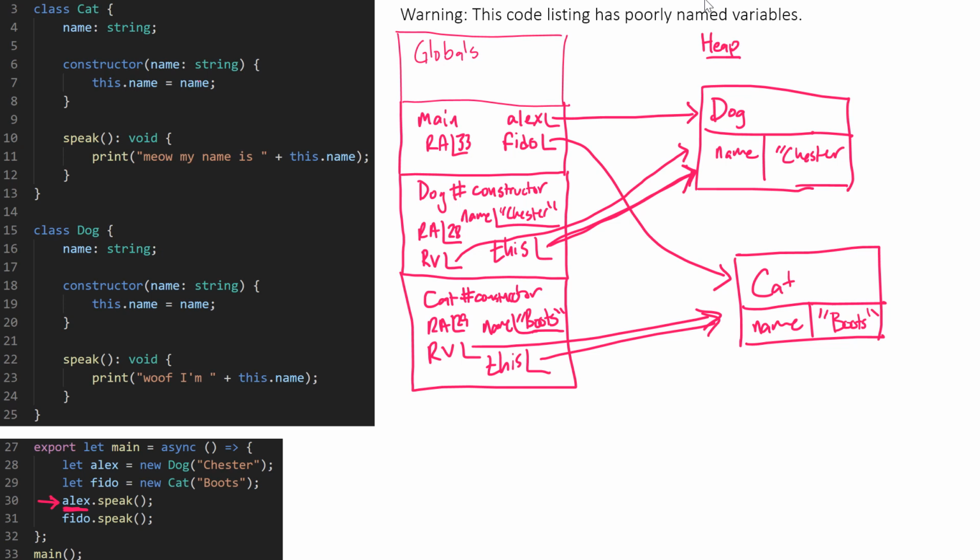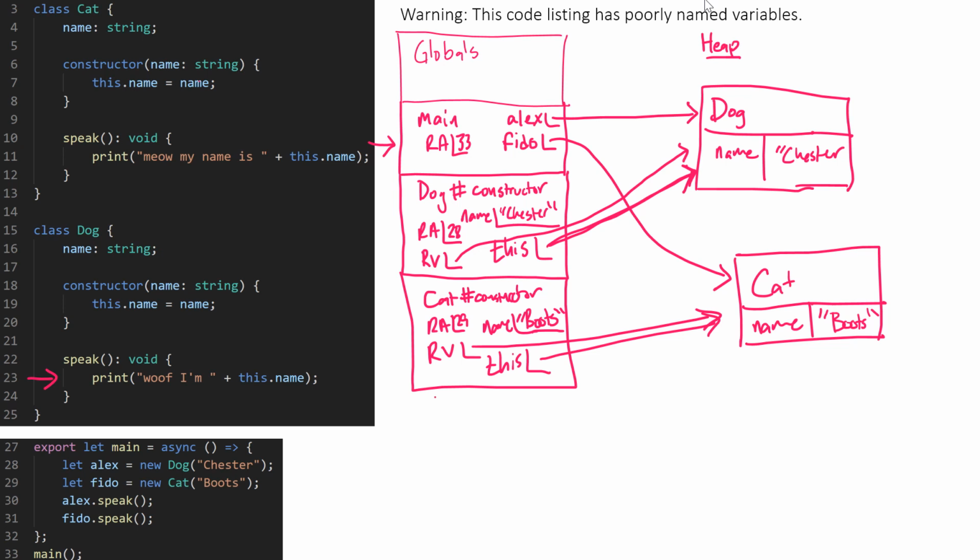So we would look in the main frame, right? This is where we're evaluating this code in main's frame. So we look at Alex, and we see that Alex refers to a dog object. So now that we know that we're dealing with a dog object, we look and see, okay, does the dog object have a speak method? And sure enough, it does.